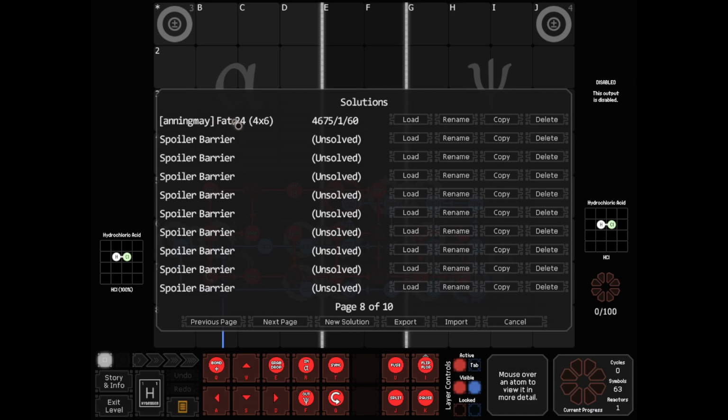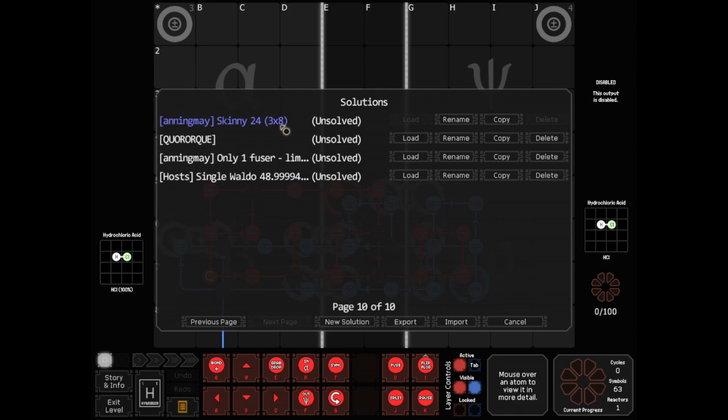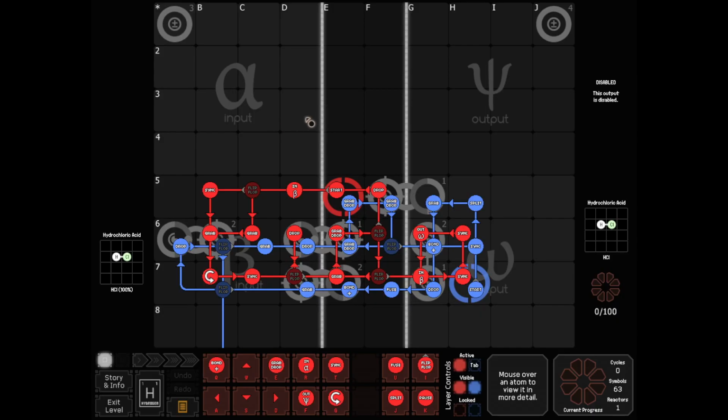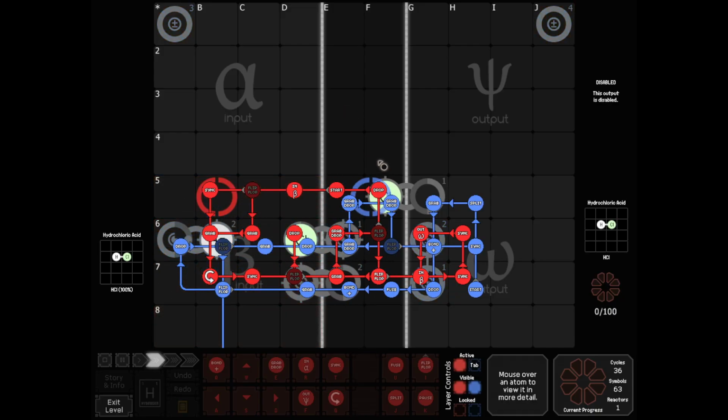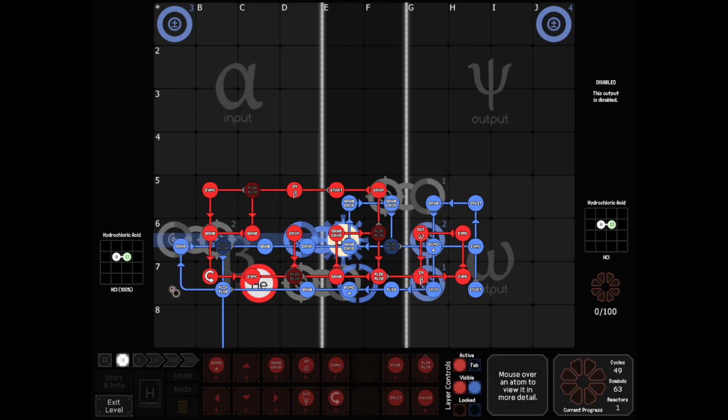So Enningmay has a fat 24, which is 4/6, and a skinny 24, which is 3/8. So this solution only uses the A file right here, which feels not that great, but there's not an easy way to get rid of that. And it also goes into the H file, which is not really possible to get rid of without redesigning everything.